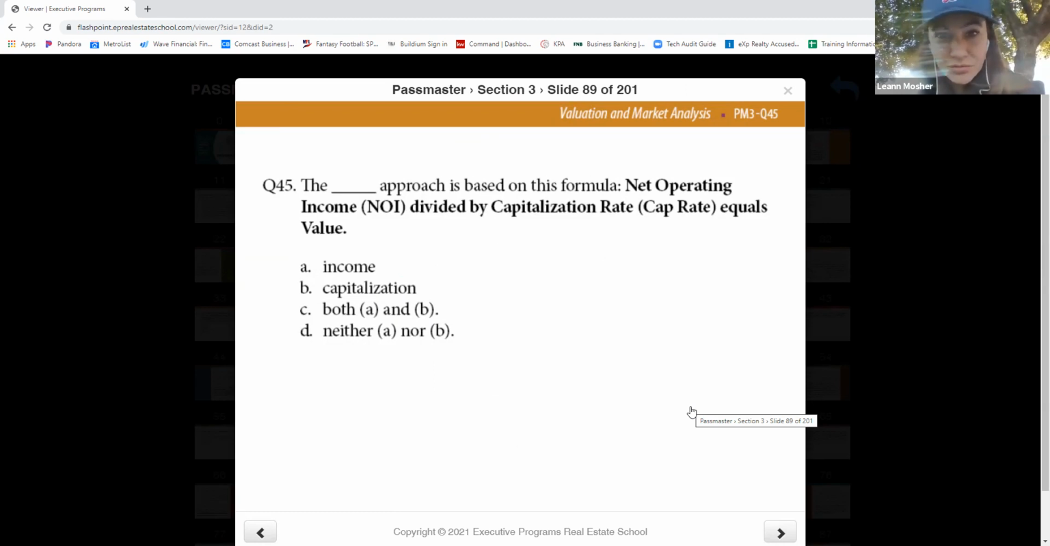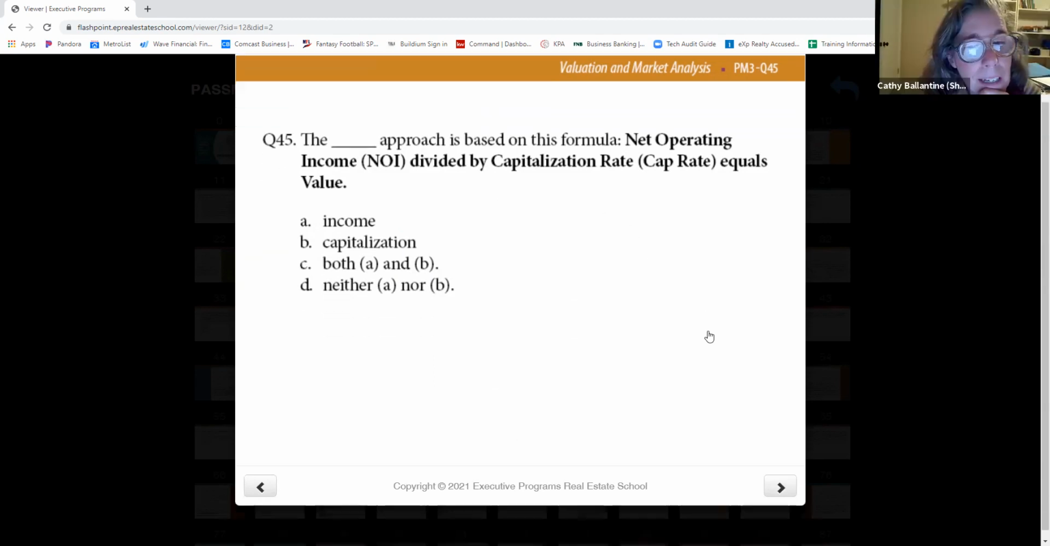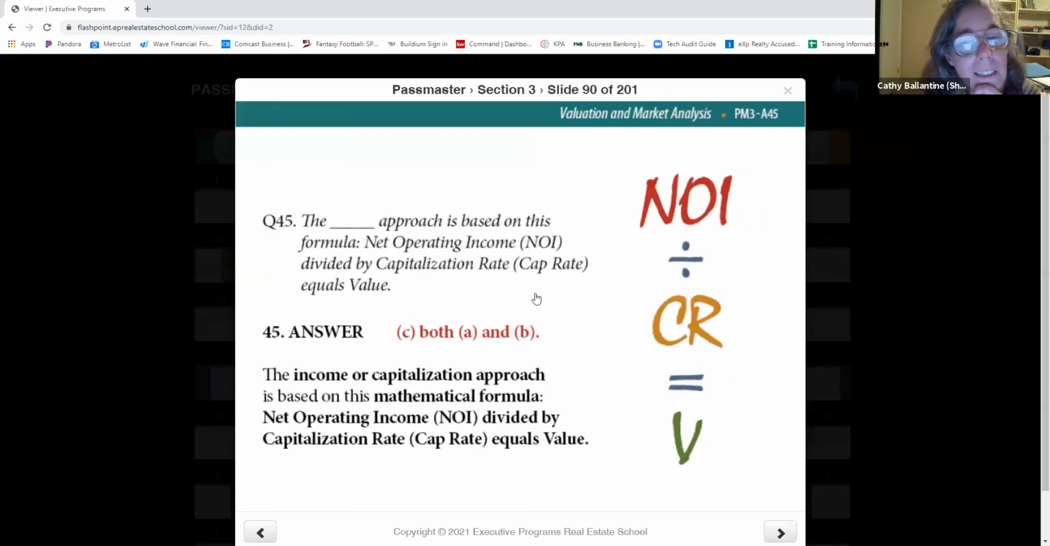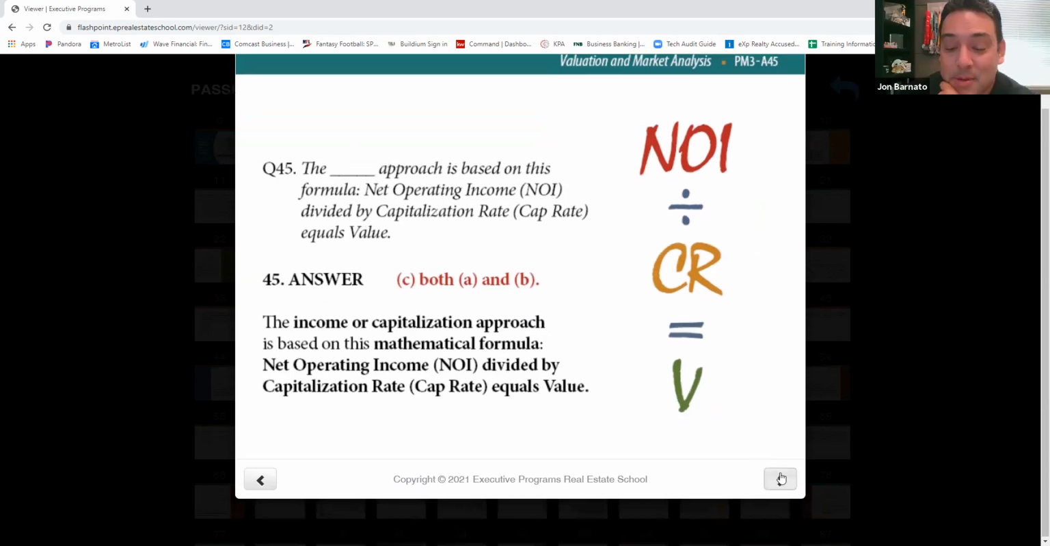The blank approach is based on the formula net operating income divided by capitalization equals value. Capitalization. It's known as the income or the capitalization approach. Income or capitalization approach, they're both the same. Income's the old school way. Capitalization.